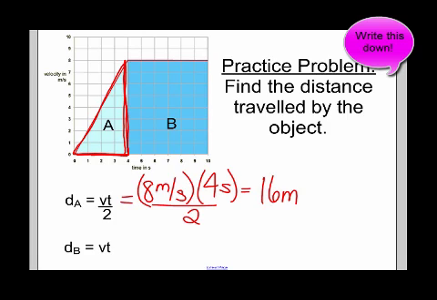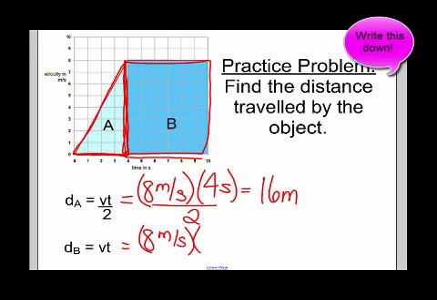Now for section B right here, it's a rectangle, so I don't need to worry about dividing by 2. And here's my formula. D is V times T. This one has a height of 8 meters per second and a width from 4 to 10. So change from 4 to 10 is 6 seconds. So 8 times 6 gives me 48 meters.